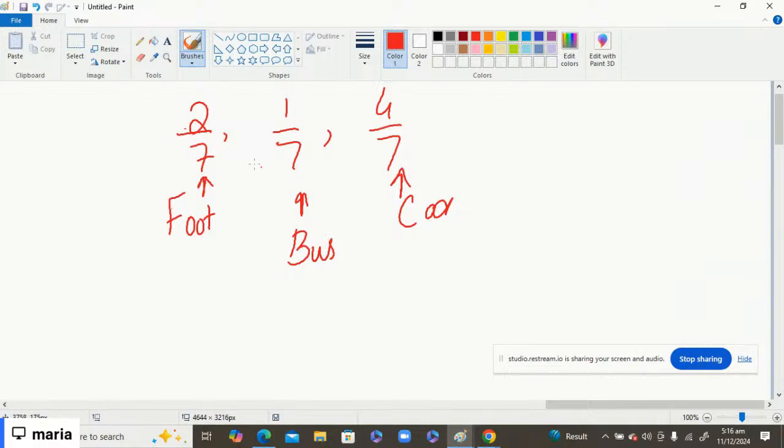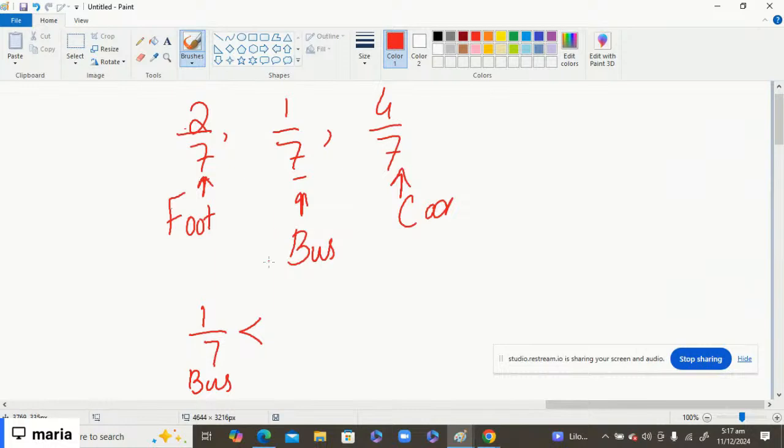Okay, look at the denominators. If the denominators are the same, you check their numerators. If the numerator is greater, it means that the whole fraction is greater. And they are saying to write it down from least to greater. So what is the lowest number here? 2, 1, or 4? It's 1. So it means that 1 by 7, this is for bus. That is the least common.